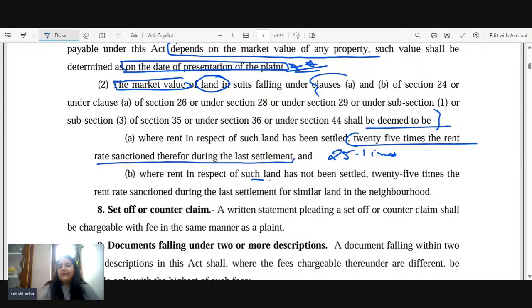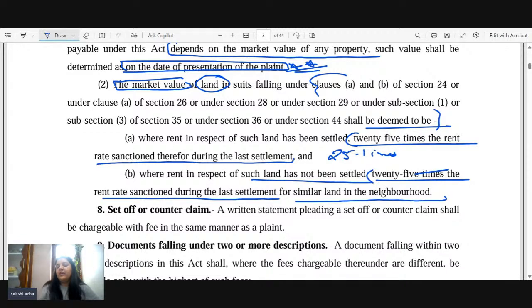And where no rent is settled, अगर कोई rent settle नहीं किया है, so 25 times the rent sanctioned during the last settlement for similar land in the neighborhood. तो उस neighborhood में जो similar land है उसकी जो rent settle हो रखी है, okay, 25 times of that rent. All right, I hope this is clear.